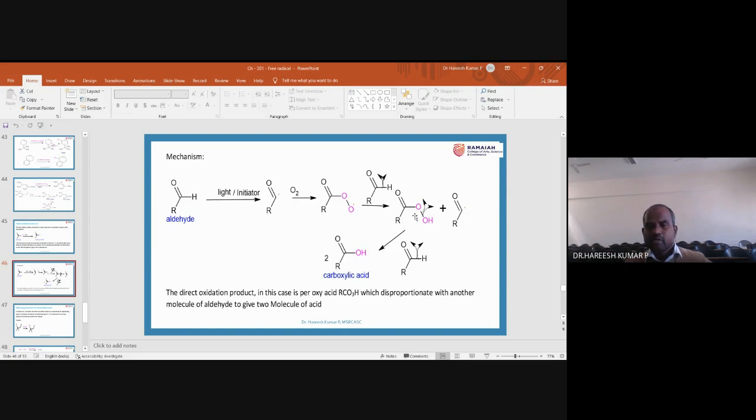So that means two molecules of acyl hydrogen peroxide can undergo homolytic cleavage and give two hydroxyl radicals. Those two hydroxyl radicals react with acyl radicals, giving rise to two molecules of carboxylic acids. Is it clear? Is there any doubt up to this?